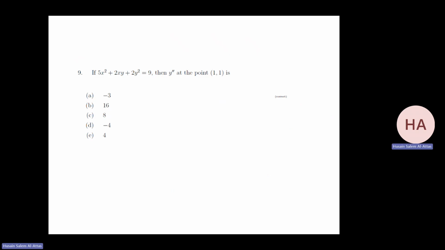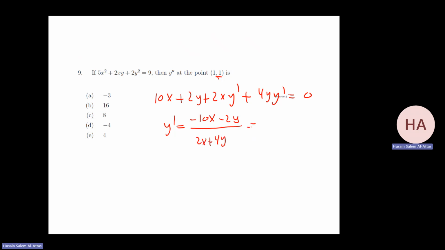Let me do more. At this point, you want y double prime at this point. You have 10x plus 2y plus 2x y prime plus 4y y prime equals 0. Solve for y prime. I have y prime equals minus 10x minus 2y over 2x plus 4y. Divide by 2, so it will be minus 5x minus y over x plus 2y.